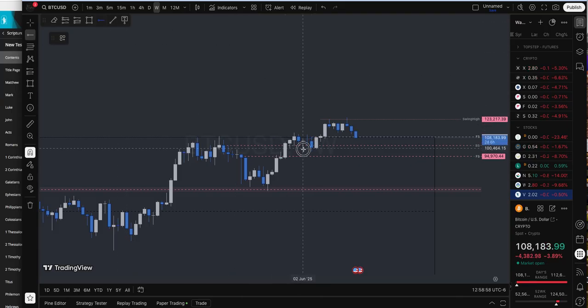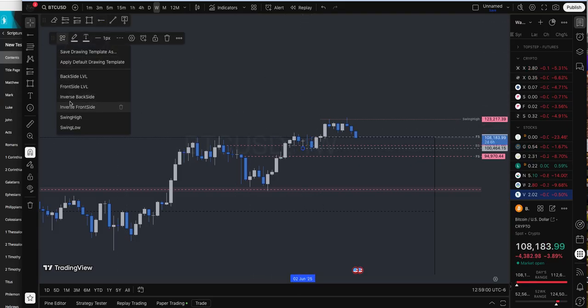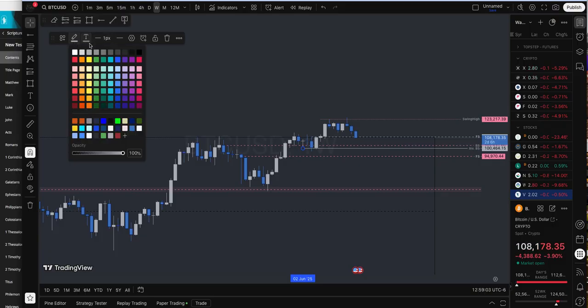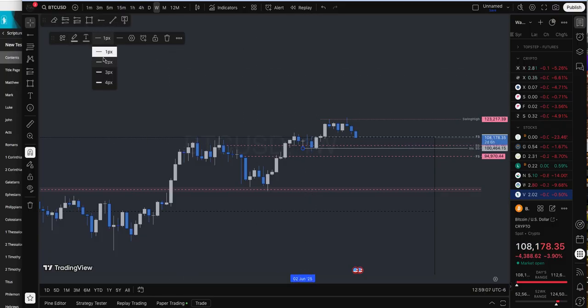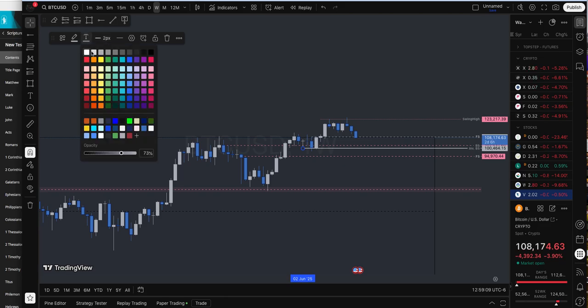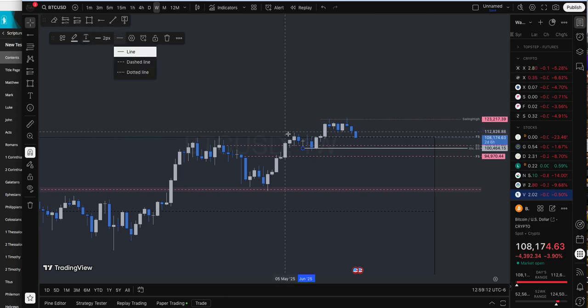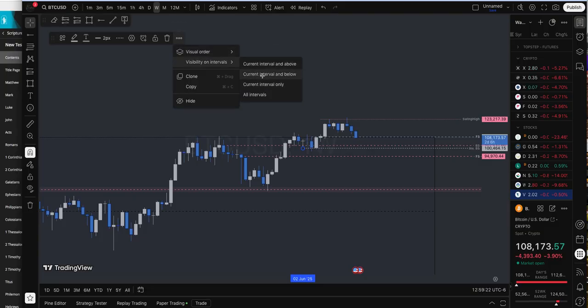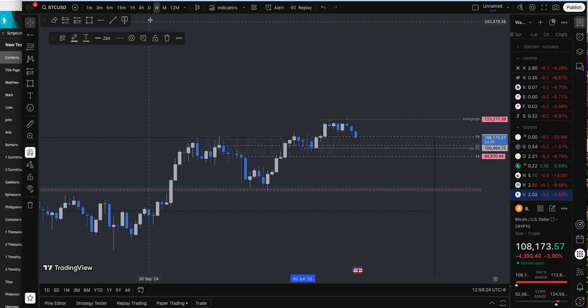Also, it looks like there's an inverted backside level here. It's been tested probably twice on a lower time frame. So I'll just mark it gray for now. 2 is the line width showing that it's been tested twice. And tested is the dotted line. So that's how I organize and keep things on the chart.